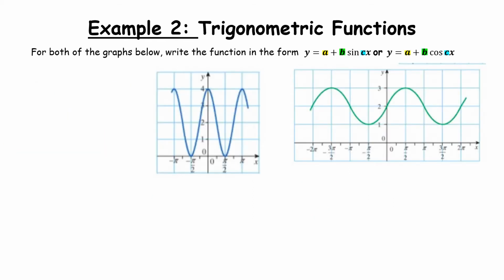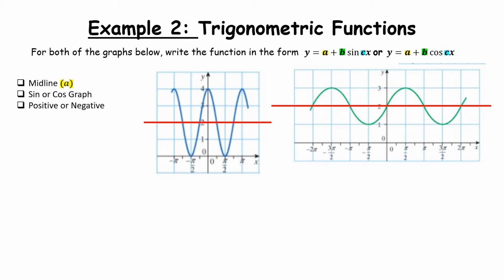So example 2, let's work with a few more graphs. Again, we have that same idea of y equals a plus b, either sine or cosine cx. First step is always our midline, so I'm going to put that midline into both. Let's work through our little checklist for each. I'll put up the full checklist.